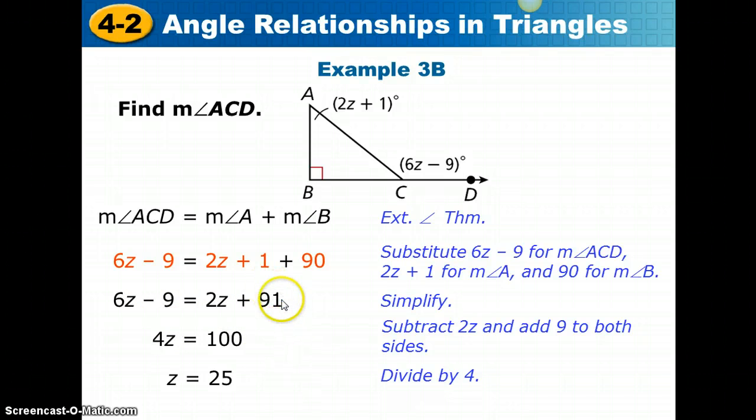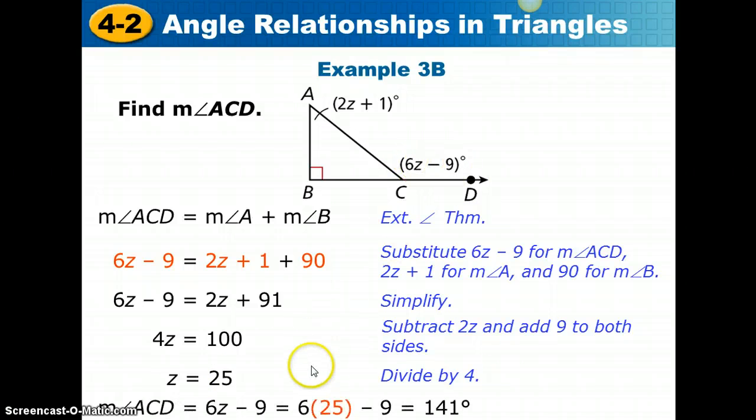That works a little bit better. And divide by 4, z is 25. The next step is to plug z in for the measure of angle ACD, 6z minus 9. That would give you 6 times 25 minus 9, which would be 141 degrees.